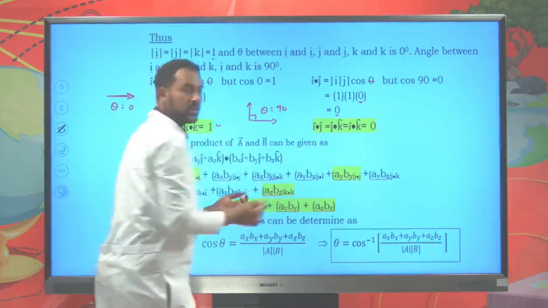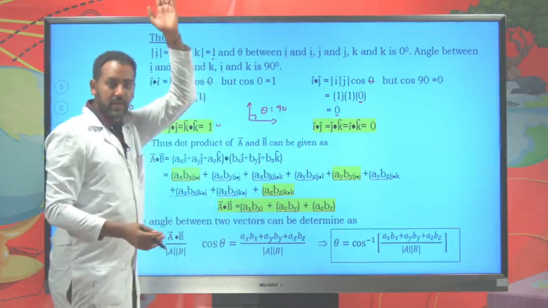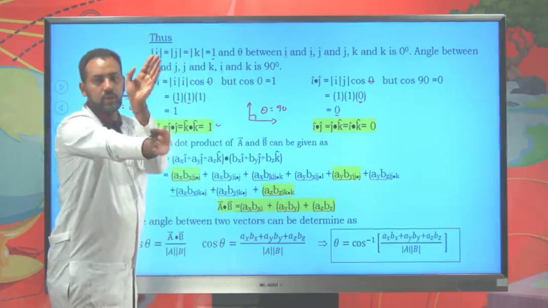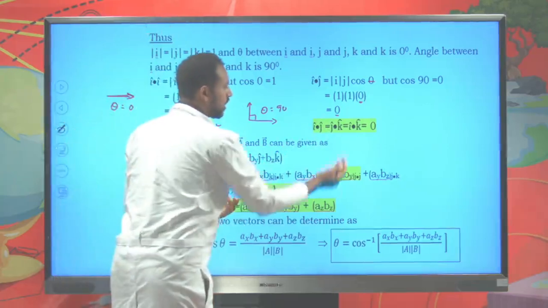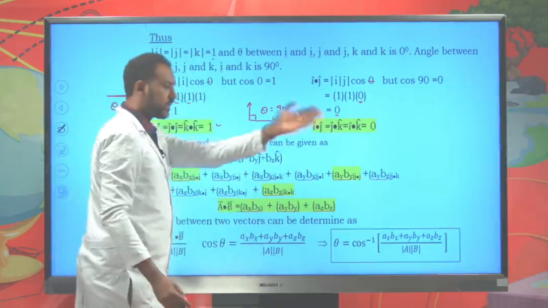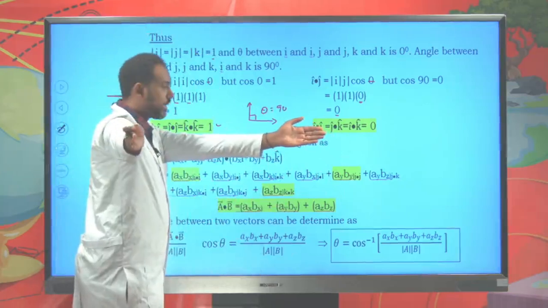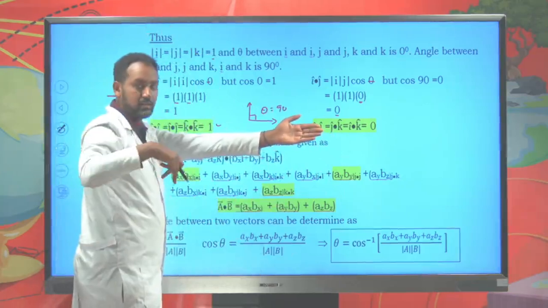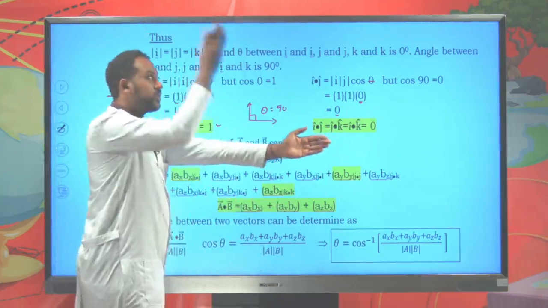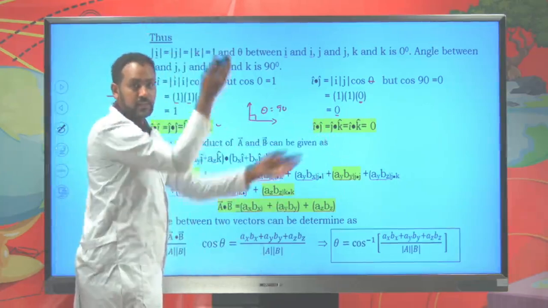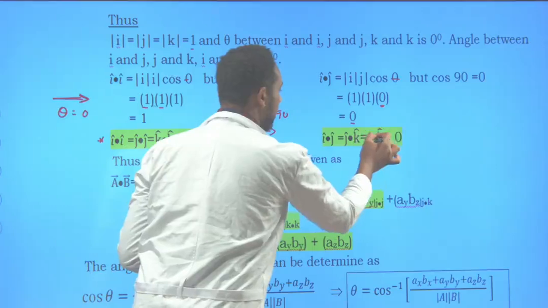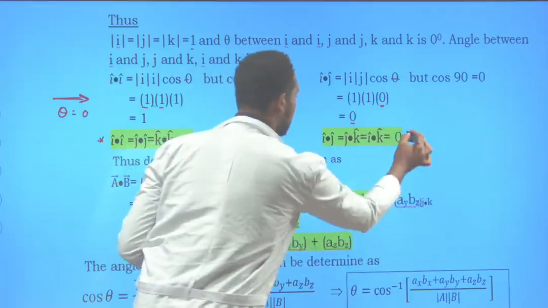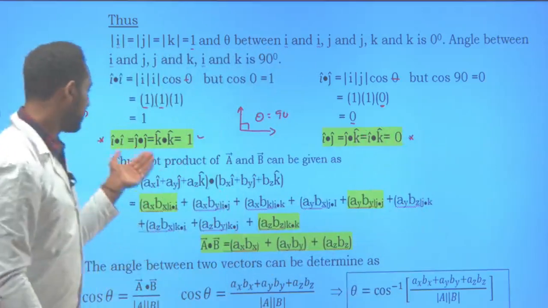For j dotted with k, j is vertically upward and k is towards you. The angle between them is 90 degrees, therefore it gives you 0. For i dotted with k, i acts in this direction and k acts in that direction, and the angle between them is 90 degrees. Therefore i dot j, j dot k, and i dot k always give you 0. Keep this in your mind.